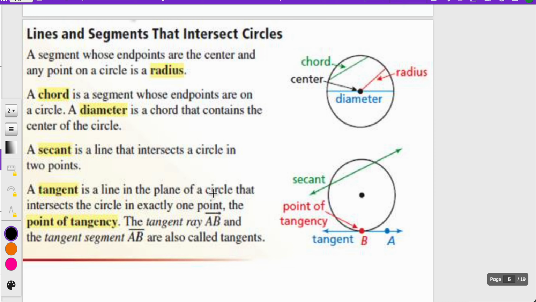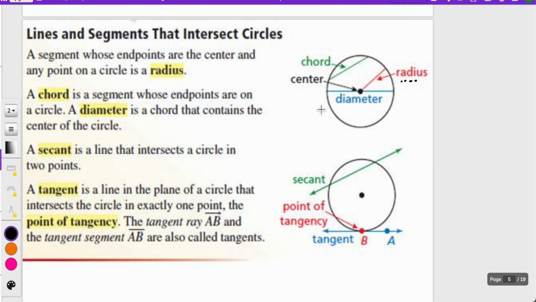The first thing we want to know is a radius. A radius is when your endpoints are the center and any point on the circle. It is labeled here in red for radius. A chord is a segment whose endpoints are in a circle. I'd like to think this is kind of like a messed up diameter. It's not going through the center.